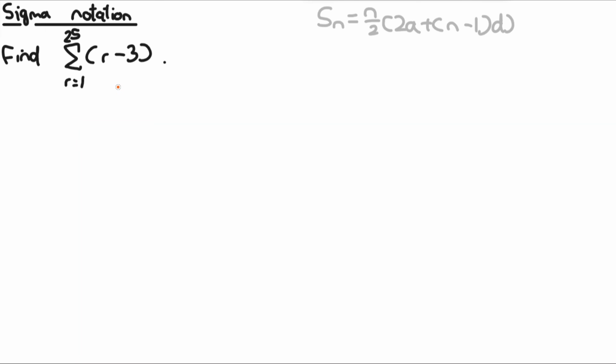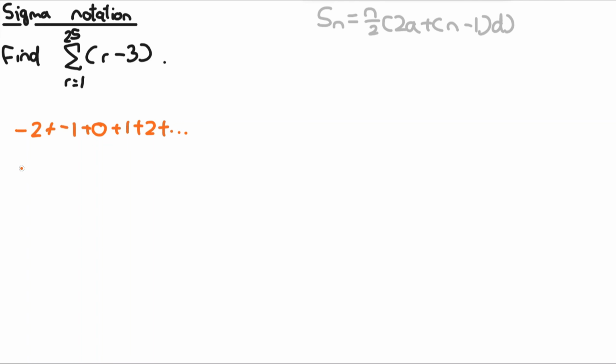So to translate it into the series, when r is equal to 1, it's going to be 1 minus 3, so it's going to be minus 2. When r is equal to 2, it's going to be 2 minus 3, so minus 1. When r is equal to 3, it's going to be 3 minus 3, so 0, and then plus 1, plus 2, etc. And it goes on and on like that up to r is equal to 25.